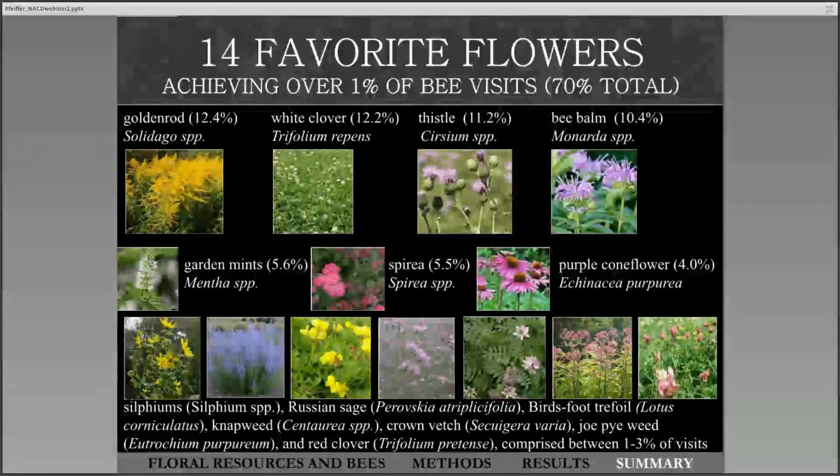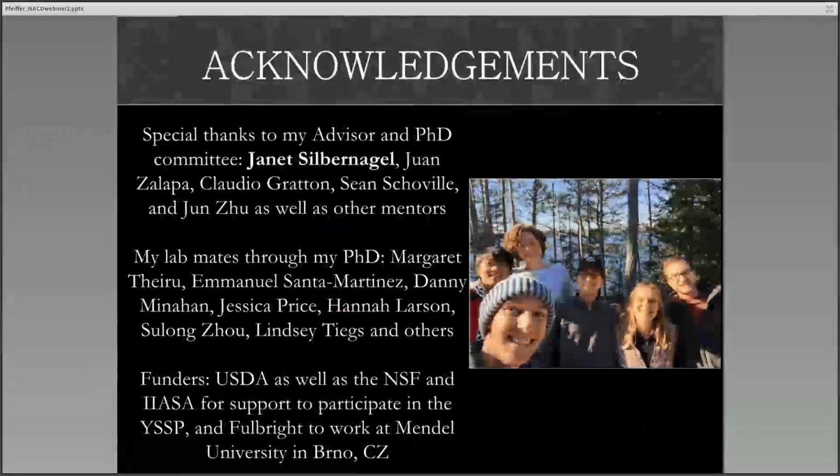You can see some of these others that were also very popular: garden mint, spirea, coneflowers, silphiums like cup plants, Russian sage, birdsfoot trefoil. Some of these, like knapweed, are very weedy species, while other ones we think of as those really beautiful native prairie plants like the coneflowers and such.